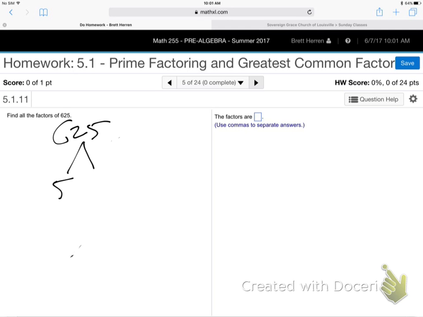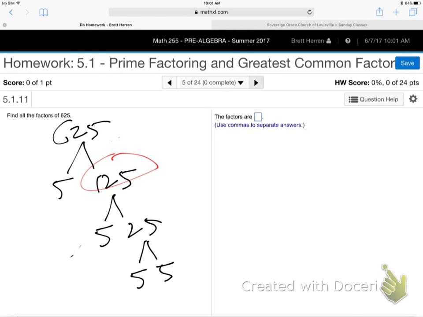So 625, break it down again, divide by 5. 5 times 125, divide by 5. 5 times 25, divide by 5. 5, 5. So basically, every number that's up there is what it is. So 125, 25, 5, 625, and the 1.